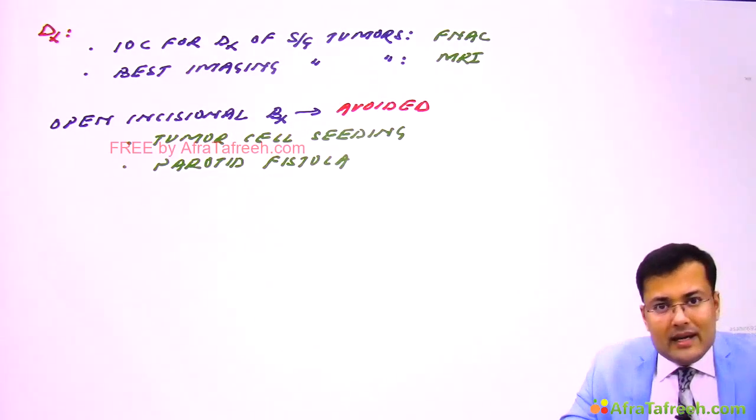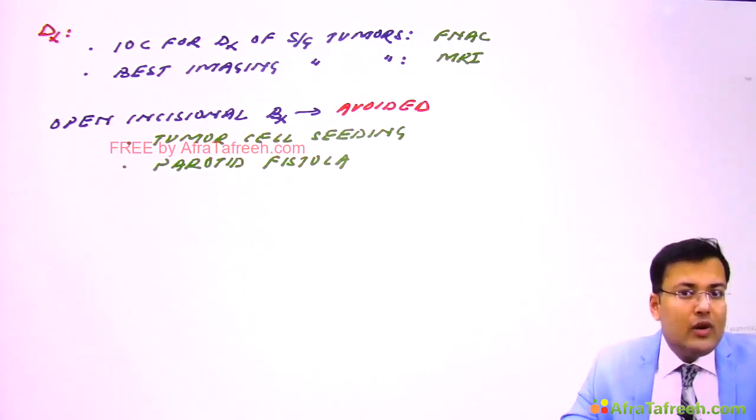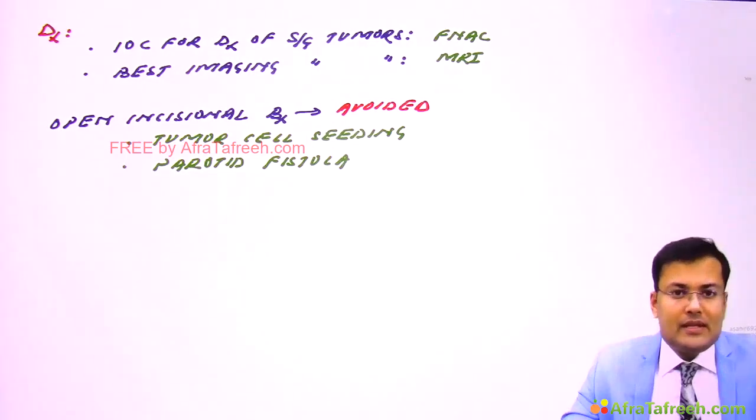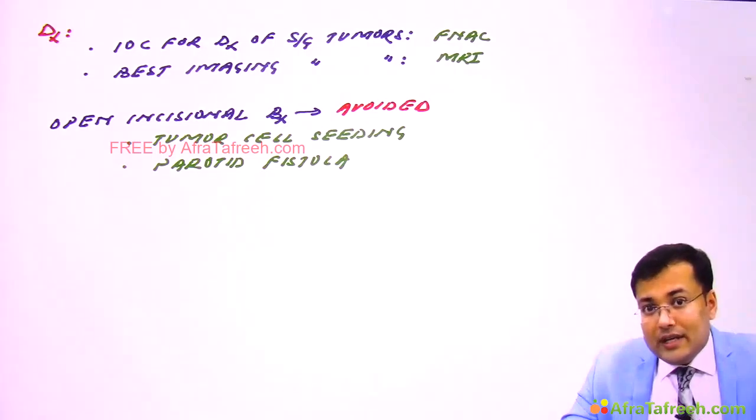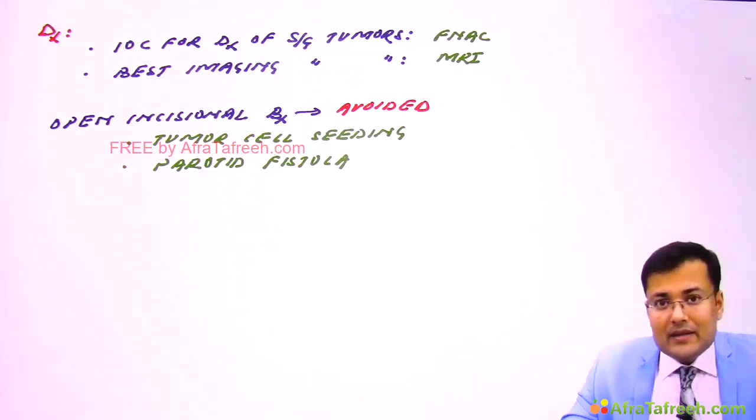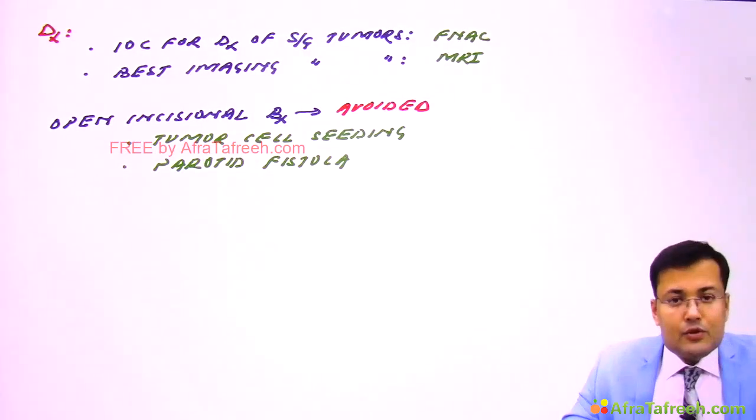In submandibular gland and sublingual gland, 50% tumors are benign and 50% are malignant. And in cases of minor salivary gland, 25% are benign and 75% tumors are malignant. This data is from Schwartz and Sebastian. The data of Bailey is a bit different.